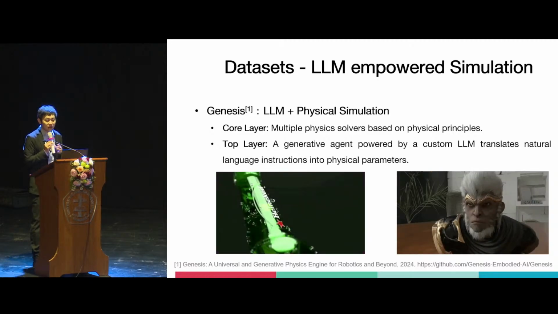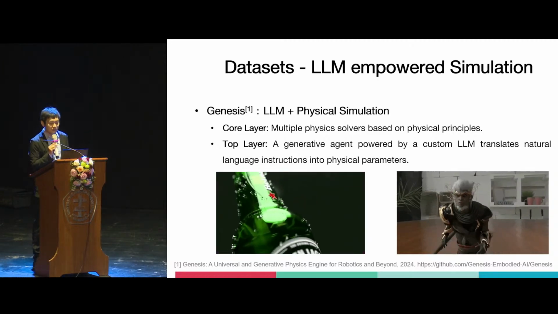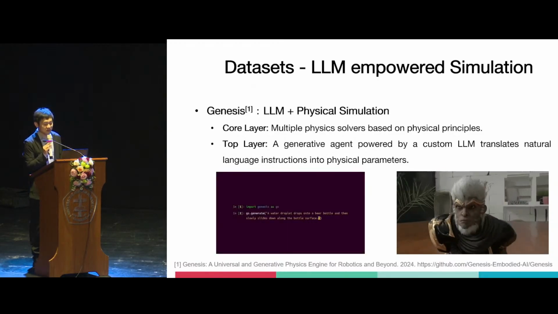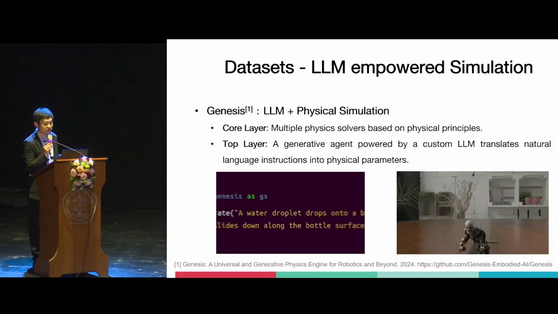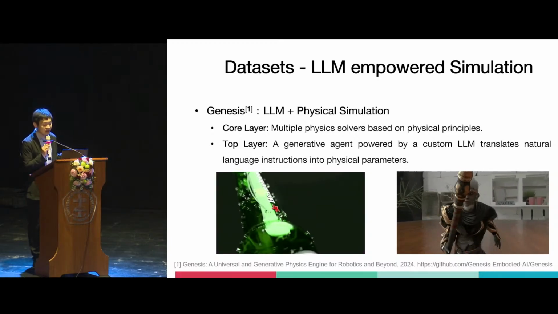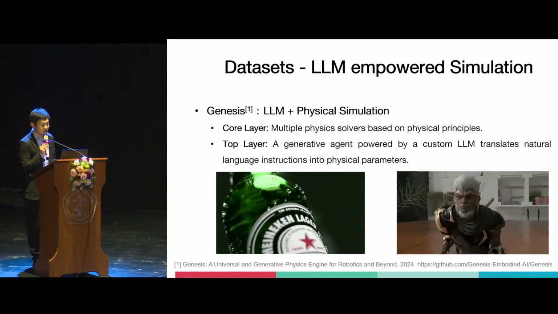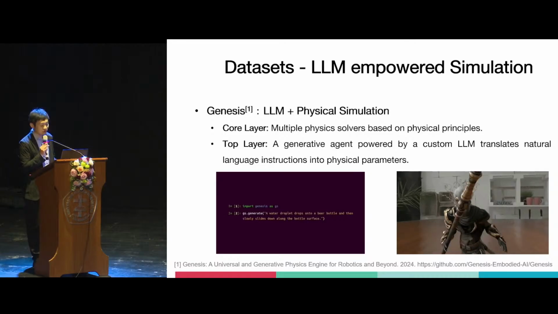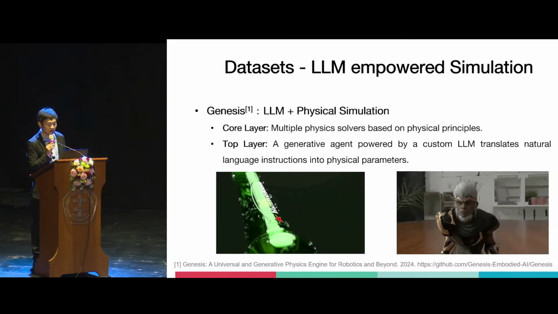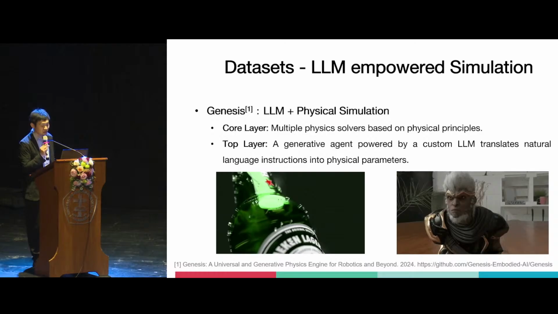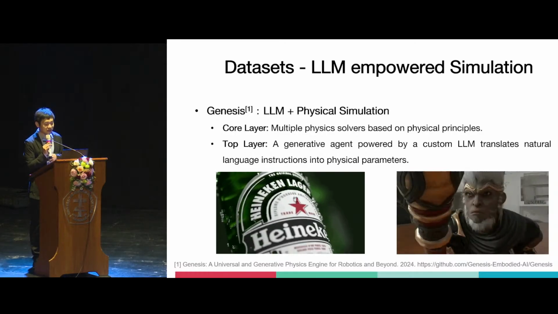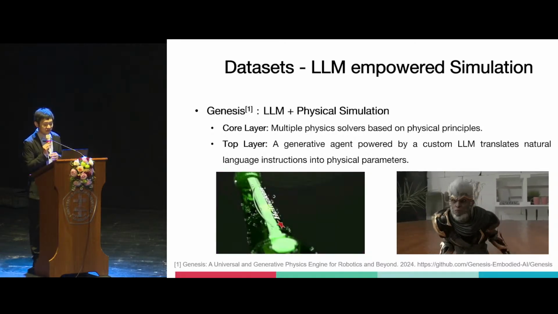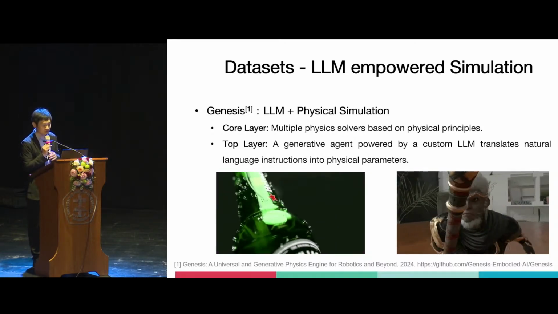However, as the models become larger, manual data collection is not enough. In robotics, people have started to use a physical simulator plus LLM, such as the Genesis platform. It has a general physics engine as the core and an LLM-based agent on top. This agent can take natural language descriptions and turn them into scene configurations and parameters for the simulator.